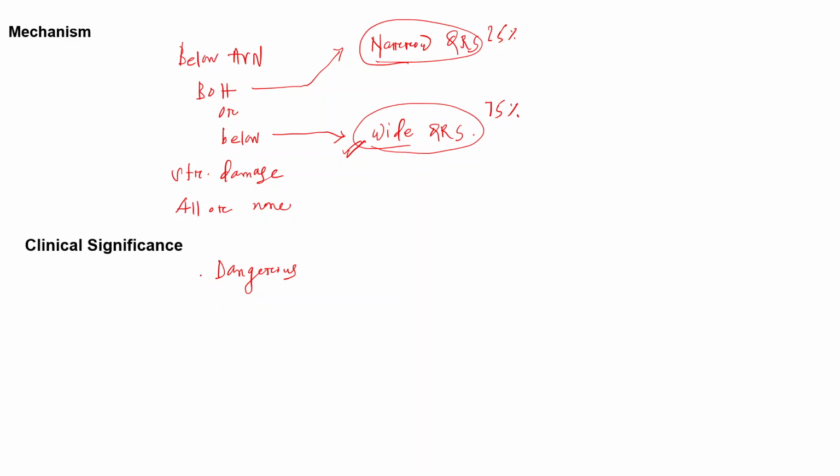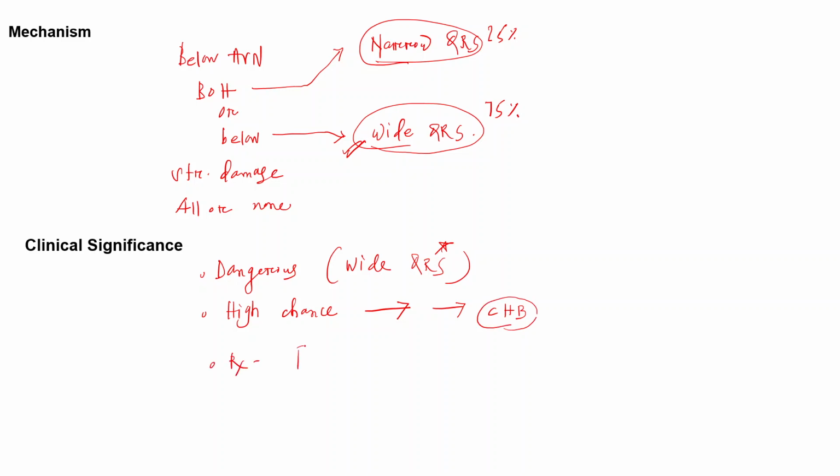So if you are getting a wide QRS, especially the wide QRS variety, it is much more dangerous, because here the block is below the bundle of His. Now there is a high chance of this going into a higher degree block or a complete heart block. This requires treatment. Most of the times it needs pacing. It may be temporary pacing or permanent pacing, depending on the underlying reason.